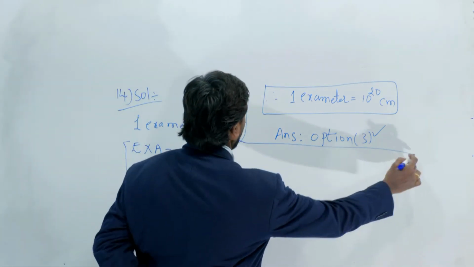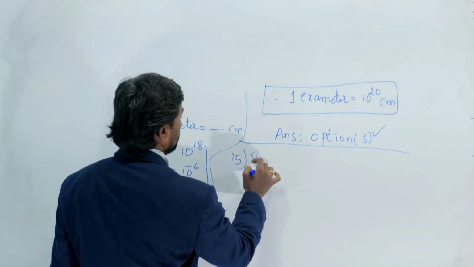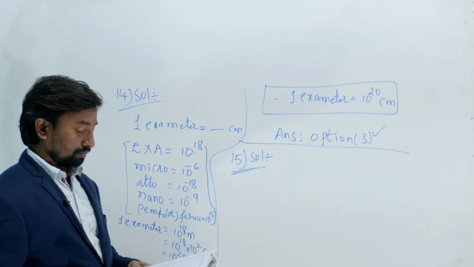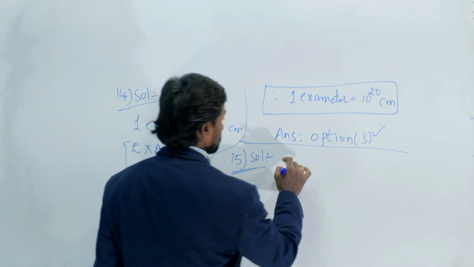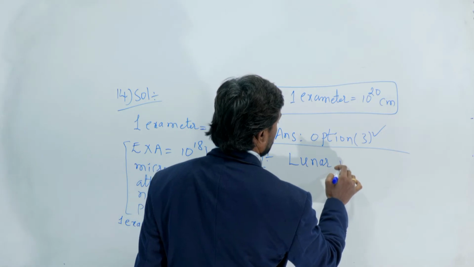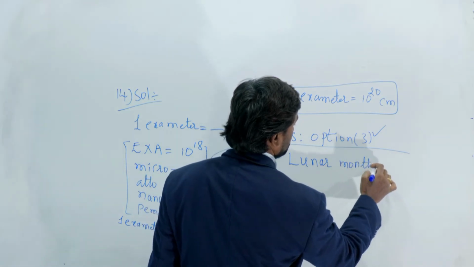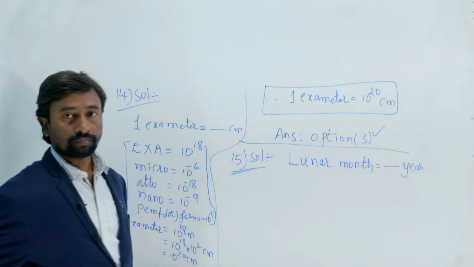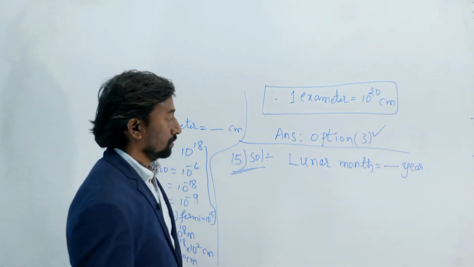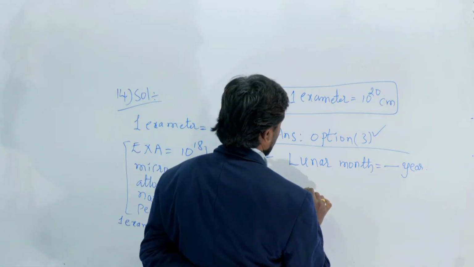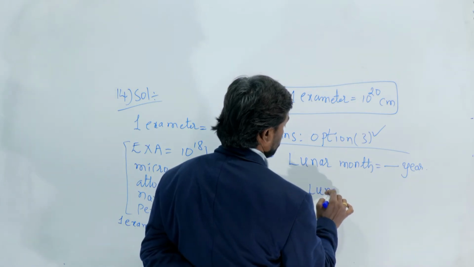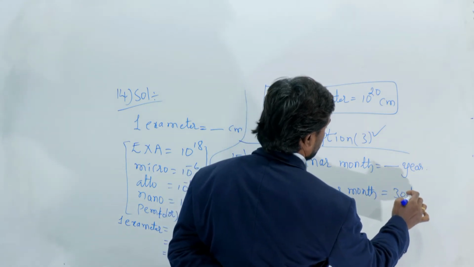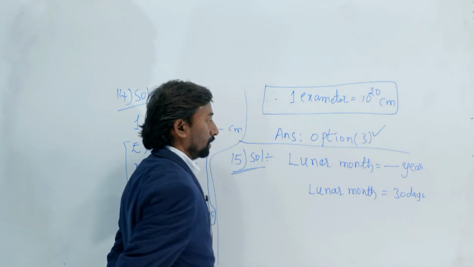Now the next one, the 15th solution. Lunar month is equal to dash years. Here we should convert that into years. We know that one lunar month is generally 30 days, and we should convert that into years.